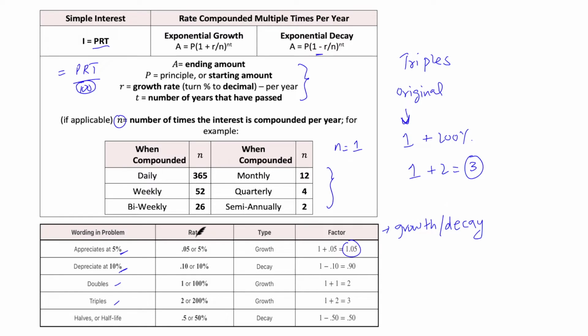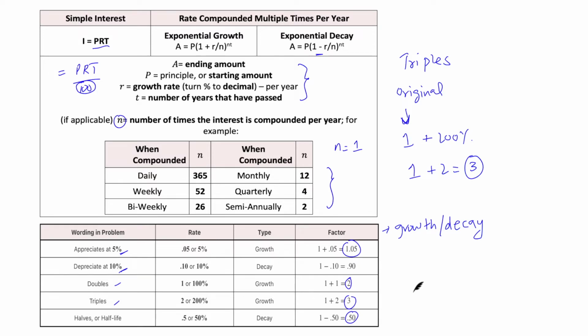Please remember this. So when we say that the value appreciates at 5%, we are looking at 5% or 0.05. The factor will be 1 plus 0.05, which is 1.05. If it depreciates at 10%, we are looking at this value 0.10, it is decay and the factor will be 0.90. If it doubles, we are looking at this value. If it triples, we are looking at this value. If it halves, then it is decay and we are looking at 0.5. These are the things that you need to remember.